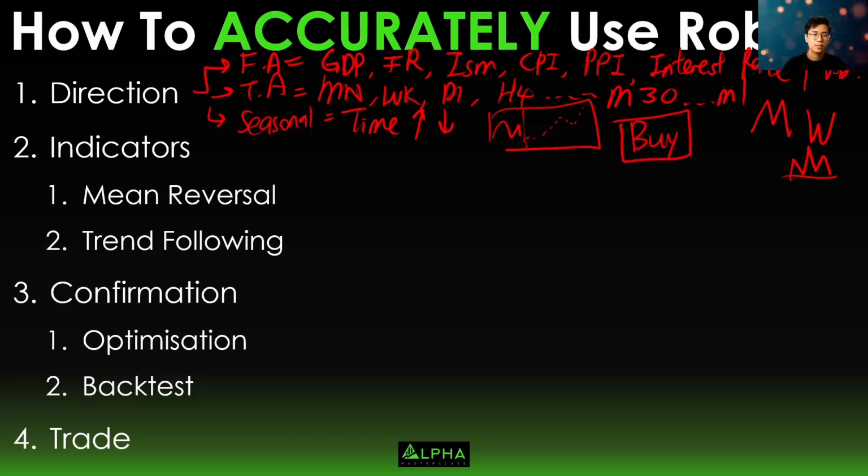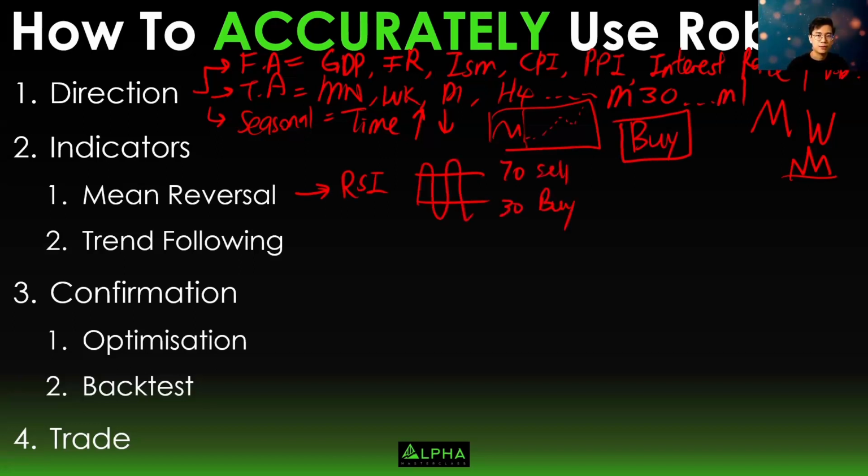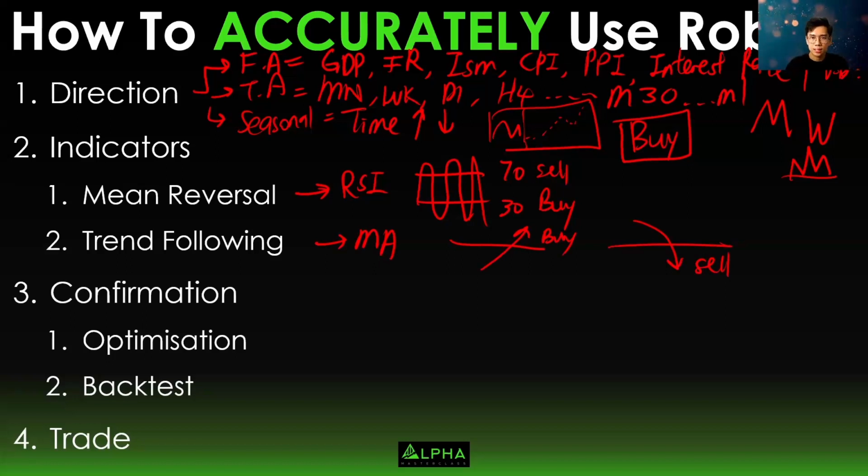Then only do you reach the next level, which is the indicator level. At the indicator level, you have two ways of doing this. Number one is mean reversal, which is what we learned yesterday. RSI is an example, 70, 30. Buy low, sell high, and the market moves in this way. Trend following is whereby you're using an indicator like moving average. When it has crossed up, you make a buy. When it has crossed down, you make a sell trade.